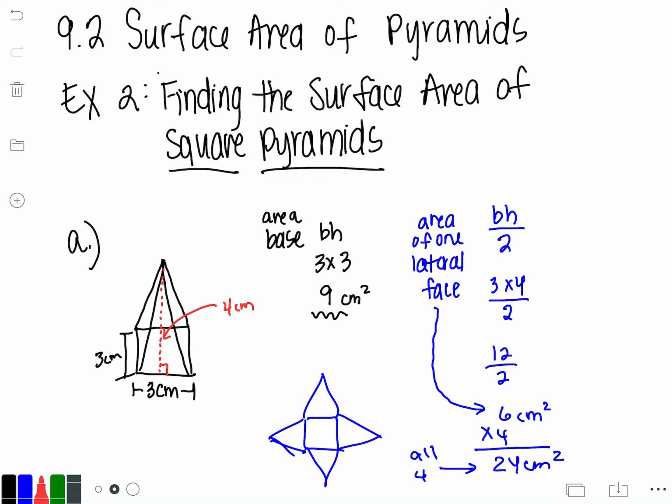And then your last step is to add together the area of your base, the 9, and the area of your lateral faces, the 24. So your last step is 9 plus 24, which would be 33. And that's it.